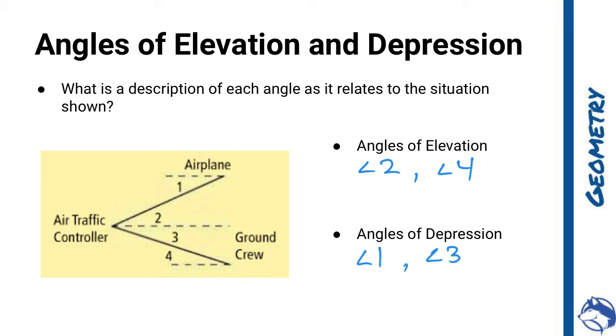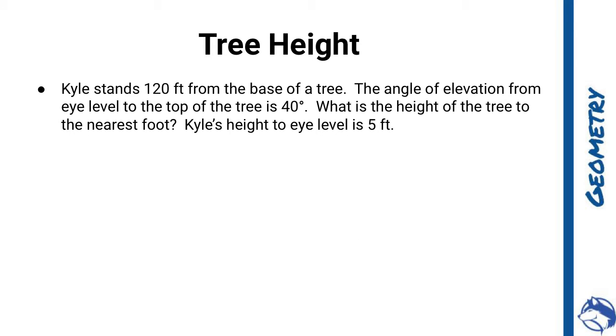So it's important, based on what context you're talking about, to figure out if it is an angle of elevation or depression. One thing that's nice to note is angle 1 and angle 2 are going to be congruent, and then angle 3 and angle 4 are going to be congruent. So be careful, because angle 2 does not have to be congruent with angle 3 in this scenario. So here's an example that you might get.